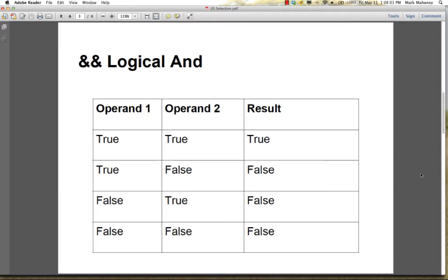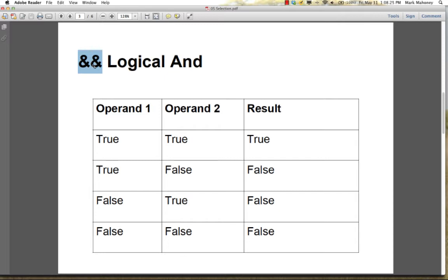Okay, so the logical and, unfortunately, is not used as a keyword. Instead, we use these two characters here, the ampersand characters, to represent the and operator. Now, the logical and operator is called a binary operator.